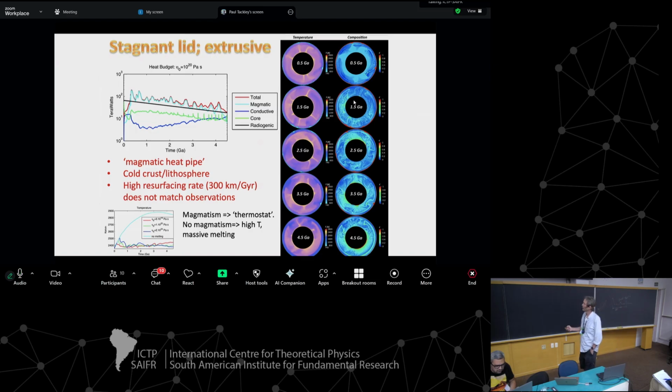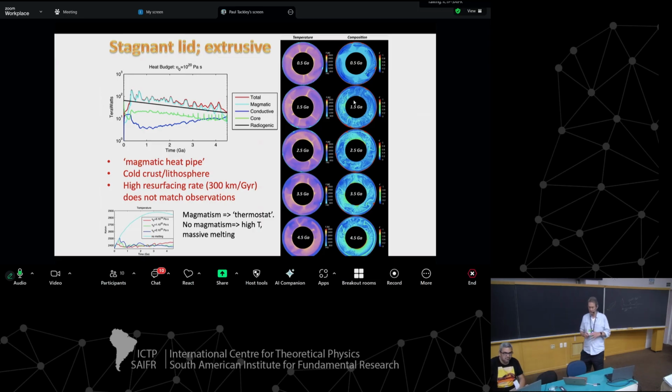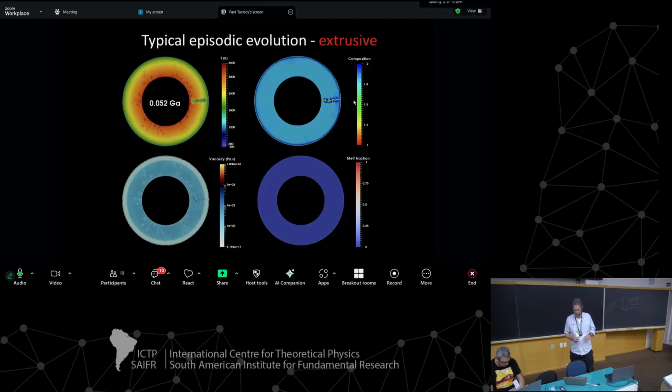Now, this then results in a very high resurfacing rate. If basically all of the radiogenic heat is removed by magmatism, you need a high resurfacing rate. And that doesn't really match observations of Venus, where there has been very little resurfacing for the past, say, 500 million years. So, we don't like this model very much.